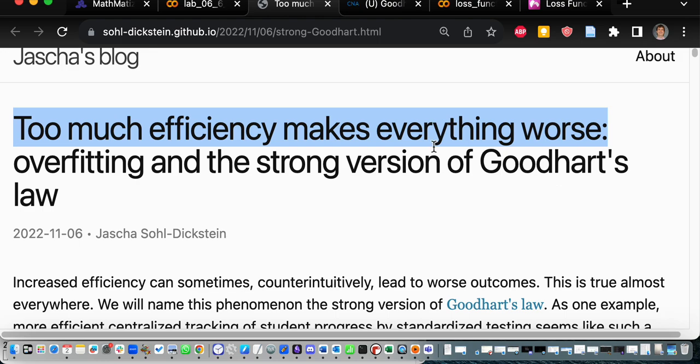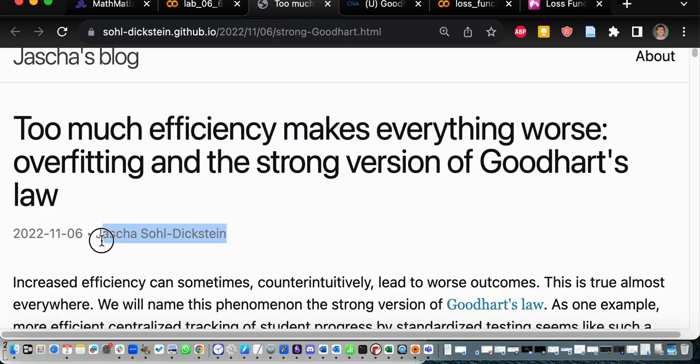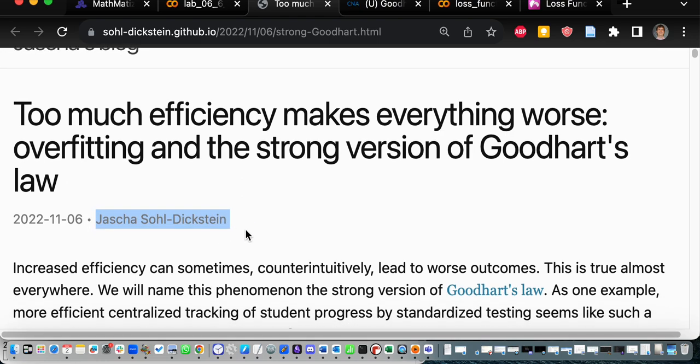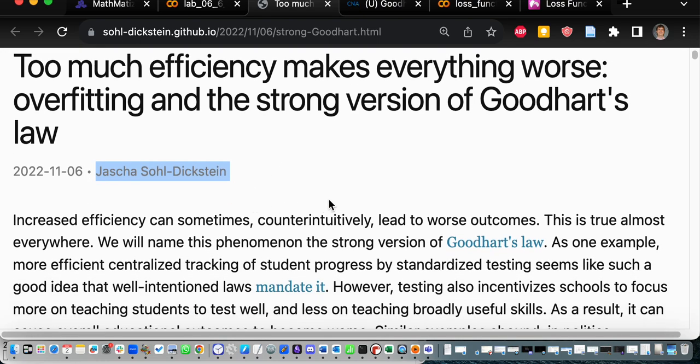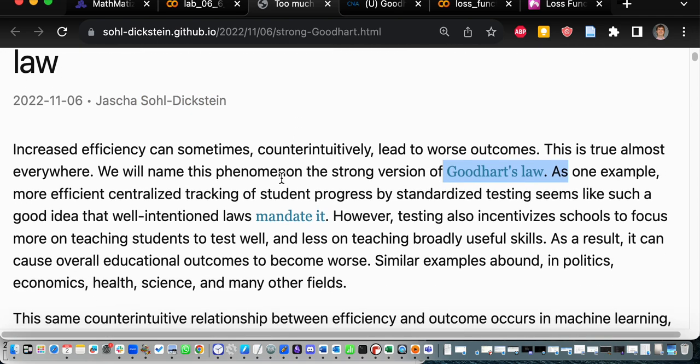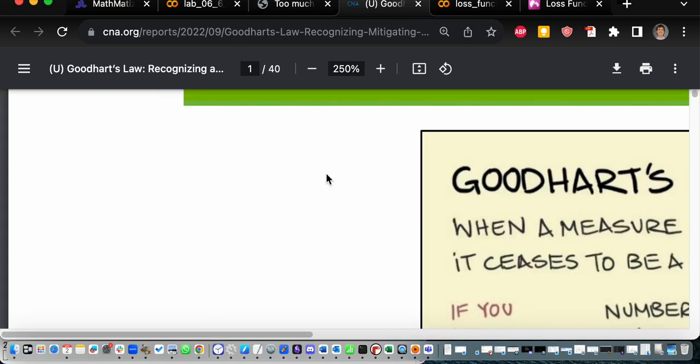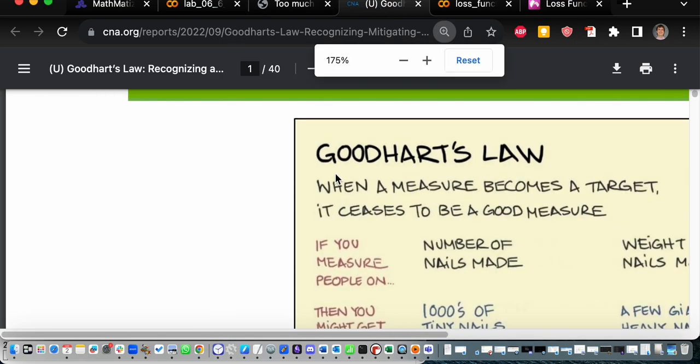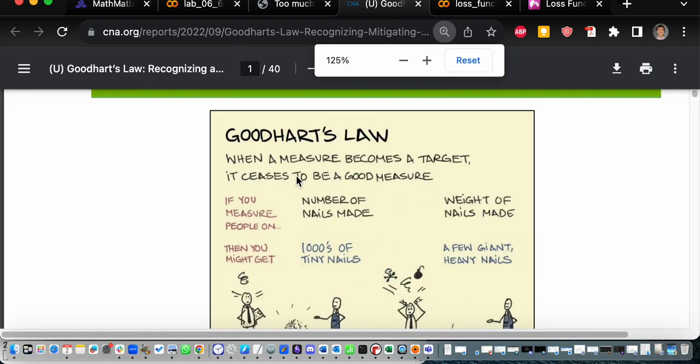And if too much efficiency makes everything worse, how is that possible? I think this is a really counterintuitive idea, and it's related to overfitting. I know this guy because he's a researcher who studies my corner of machine learning research, on infinite neural networks and that kind of thing. He has this really nice blog post talking about Goodhart's law. Goodhart's law says, when a measure becomes a target, it ceases to be a good measure.